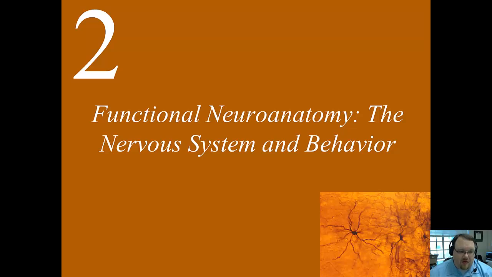So in this chapter, we're going to talk about functional neuroanatomy. So the neuroanatomy of the nervous system, and also about how it affects behavior. So in this mini lecture, we're going to actually be discussing the anatomy of the nervous system. So talking about neurons, the parts of neurons, and other cells in the nervous system that are important.